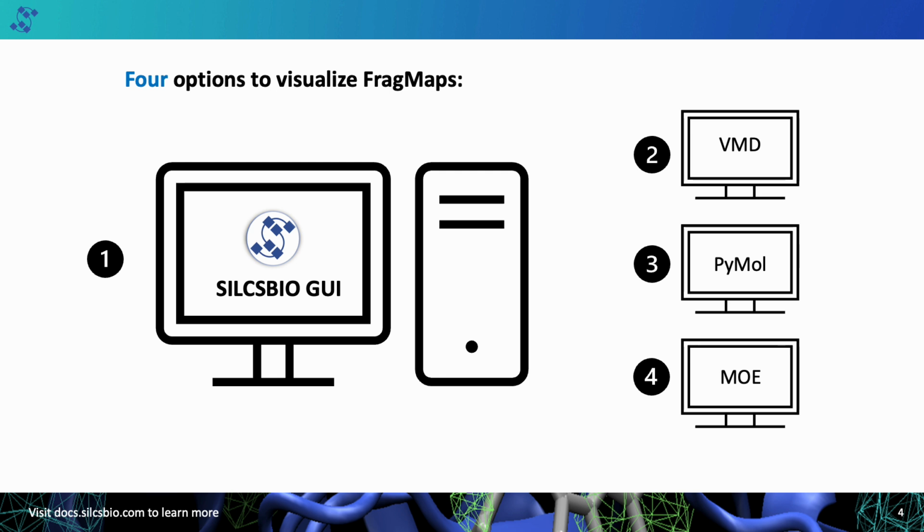There are 4 different options available to visualize SILCS FragMaps. By default, you can visualize your FragMaps in the SILCS Bio GUI. We also provide support for visualizing FragMaps in the popular molecular graphics softwares VMD, PyMol, and MOE, so that scientists can share their FragMaps with their colleagues. In this video, we'll take you through what SILCS FragMap files are and how you can use the SILCS Bio GUI to visualize and analyze them.